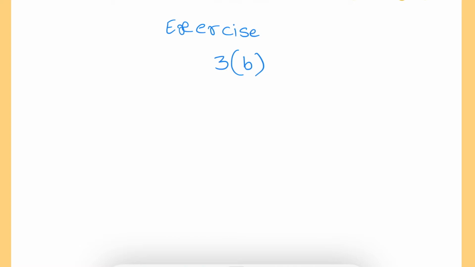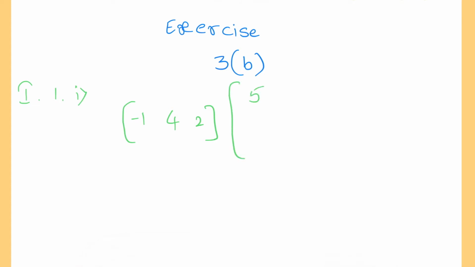In the first question, he gave, find the following products wherever possible. -1, 4, 2 row matrix into 5, 1, 3 column matrix.